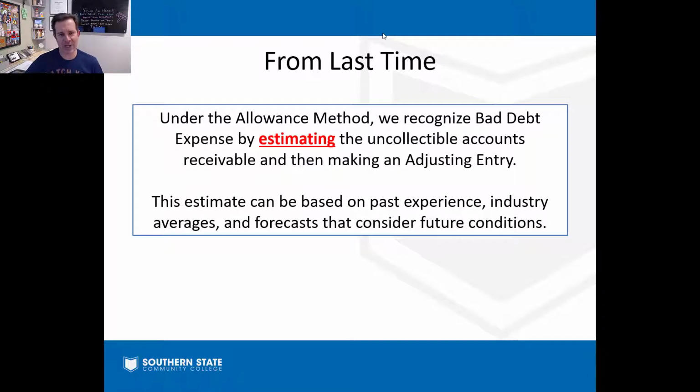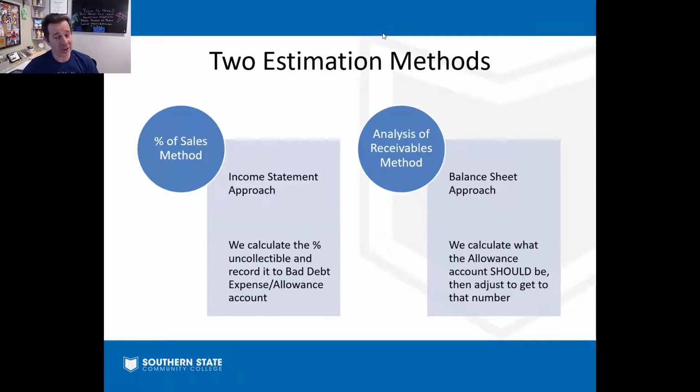Under the allowance method of accounting for an uncollectible account receivable, we recognize bad debt expense by estimating the uncollectible accounts receivable and then making an adjusting entry. The estimate can be based on past experience, industry averages, forecasts to consider future conditions, any of it. But that's the idea. Under the allowance method, we kind of estimate the bad debt. We got two different ways we can do it.